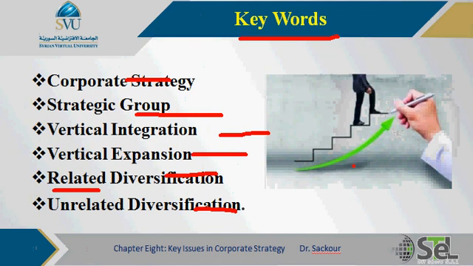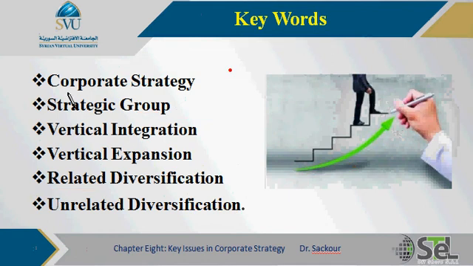Here we got some keywords. As usual, we provide some keywords to keep in mind and memorize, and to be used in your empirical and practical life. We start with corporate strategy, strategic group, vertical expansion and vertical integration, related and unrelated diversification. Good.